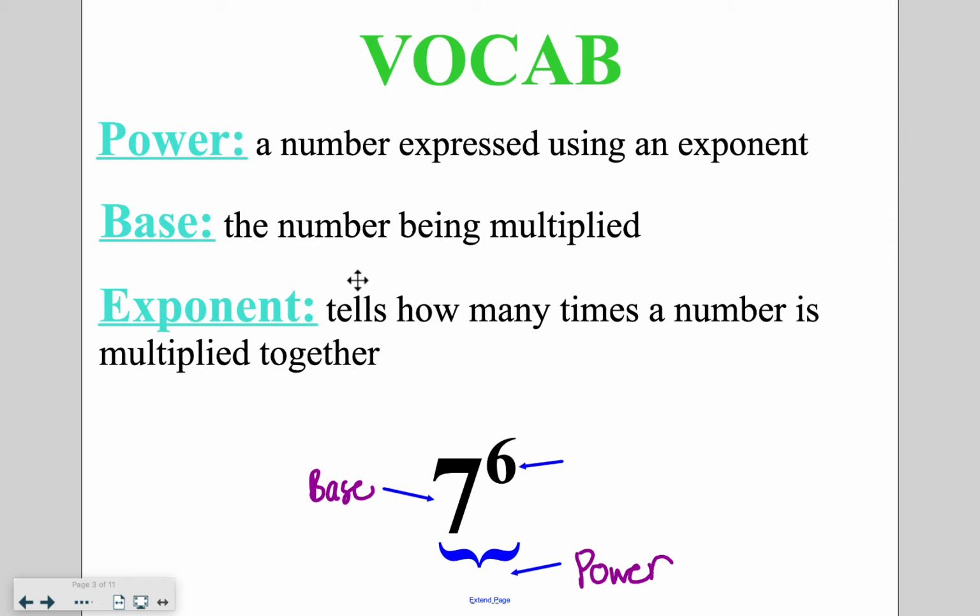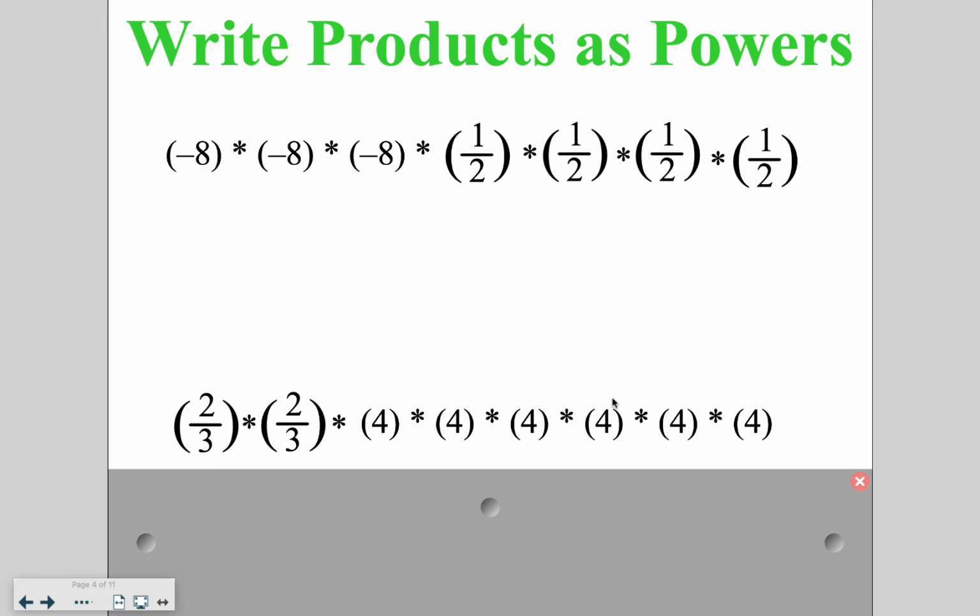The exponent tells you how many times the number is being multiplied, and that is going to be the value in the superscript, so in that tiny elevated number in the problem. So essentially what it is saying is you have the number 7 being multiplied 6 times. So it's 7 times 7 times 7 times 7 times 7 times 7. So it tells you that you have the number 7 and you are multiplying it 6 separate times.